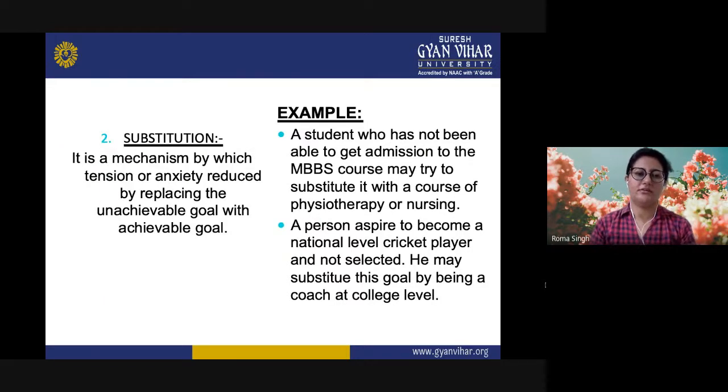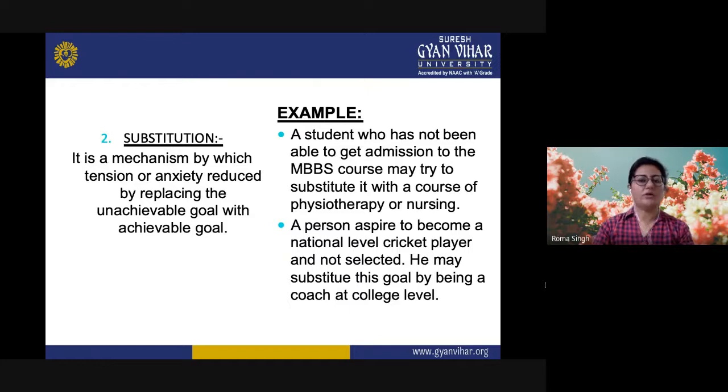Then the next positive defense mechanism is substitution. So what is it? It is a mechanism by which tension or anxiety is reduced by replacing the unachievable goal with an achievable goal. So this is a kind of mechanism in which a person thinks that we will not be able to achieve a certain goal, so we can replace it with a certain achievable goal. How? We will take an example to understand this concept better.